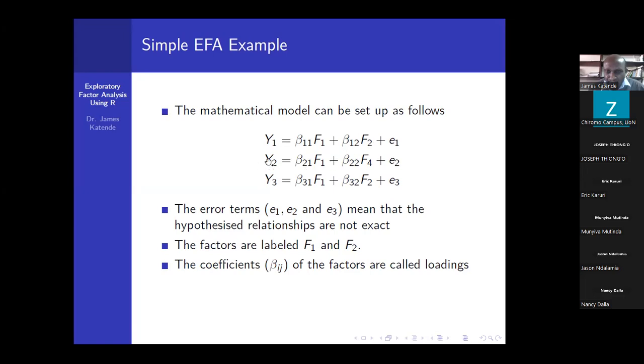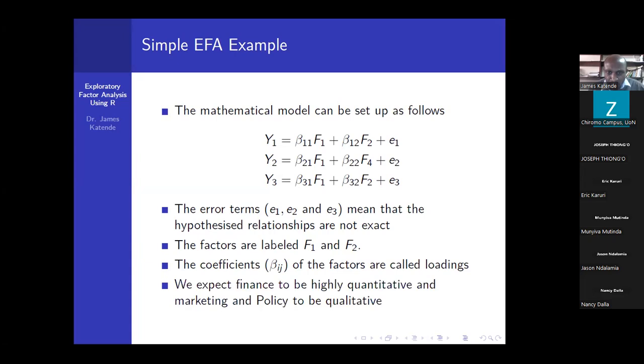Y2 and Y3, because they represent policy and marketing, we expect them to have a higher score on the verbal factor if our assumption is correct. So these factor loadings are quite important.